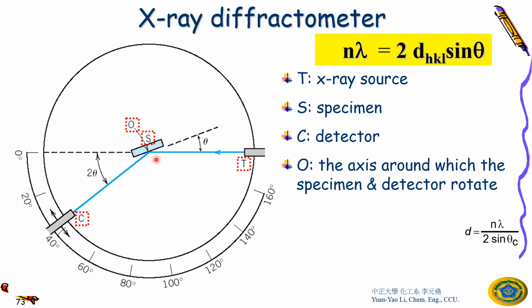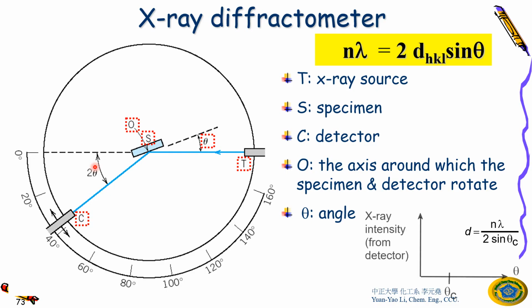This will rotate, in order to get all the directions of the orientation for the crystal, for the polycrystal, or for the powder specimens, right? And this detector will move. Of course the X-ray doesn't move, and this moves. So you have angle theta and 2 theta here.